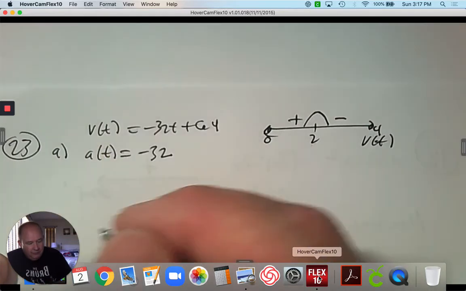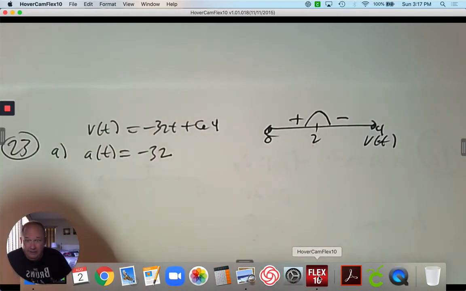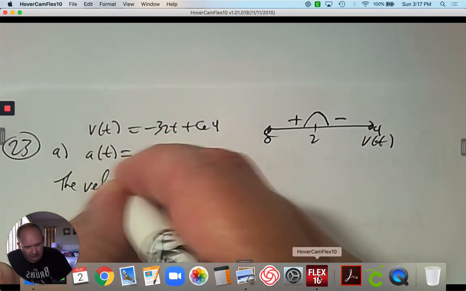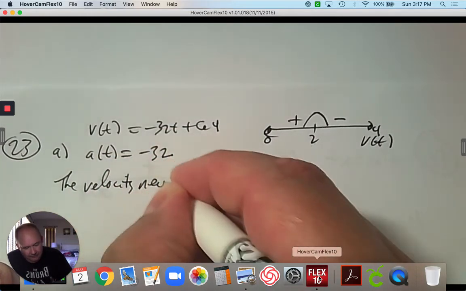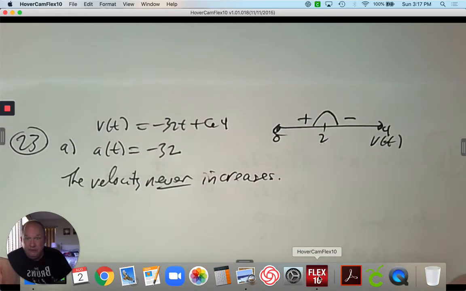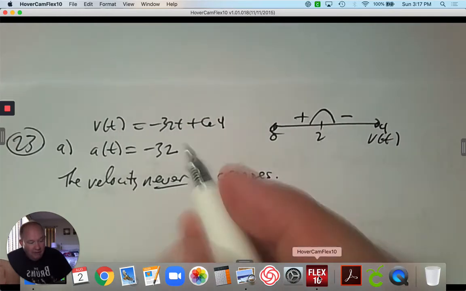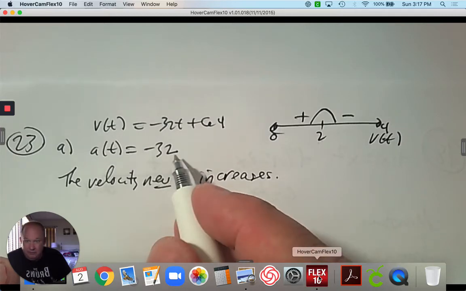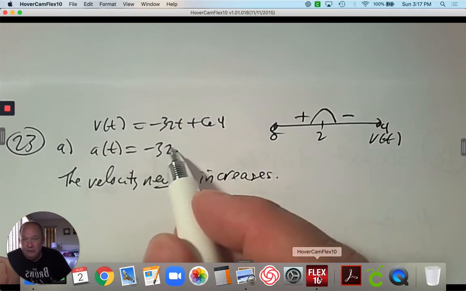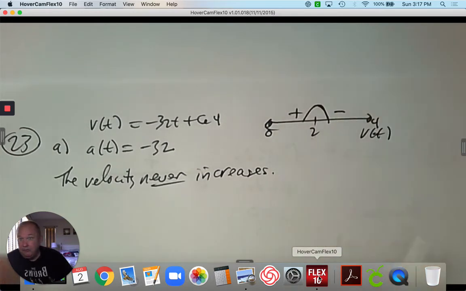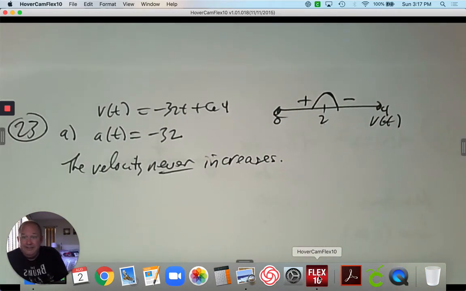So the first question is, when is the velocity increasing? And the answer is the velocity never increases. So why does the velocity never increase? Because the acceleration is always negative. It's impossible to plug in a time when that acceleration is positive. So this is decelerating through all of it. As you're throwing the ball, it decelerates all the way through. So the velocity never increases.